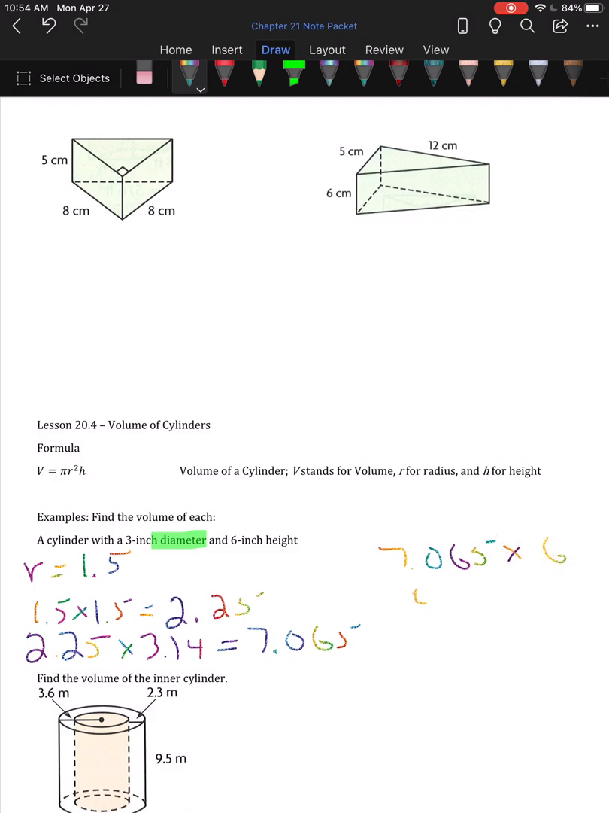That gets us 42.39. Unit of measurement was inches. Volume is unit cubed. 42.39 inches cubed is our volume here.